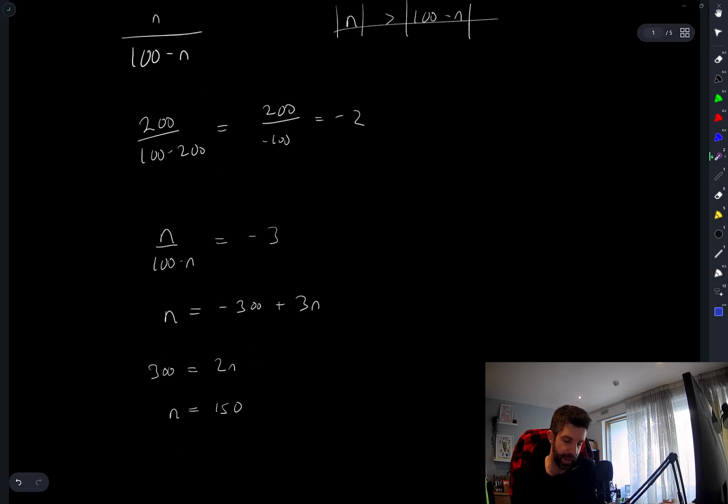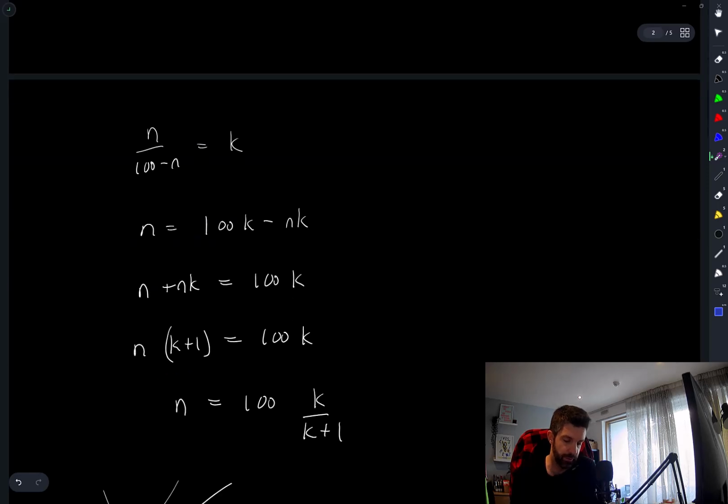I said, can I find a value of n that makes this thing equal to -3? And then, once I've set up an equation, I can clearly solve for n. Well, let's do this for a general value of k, and then you get the conditions that need to be satisfied by k. Nice problem. Thanks for the submission, and thanks for watching.